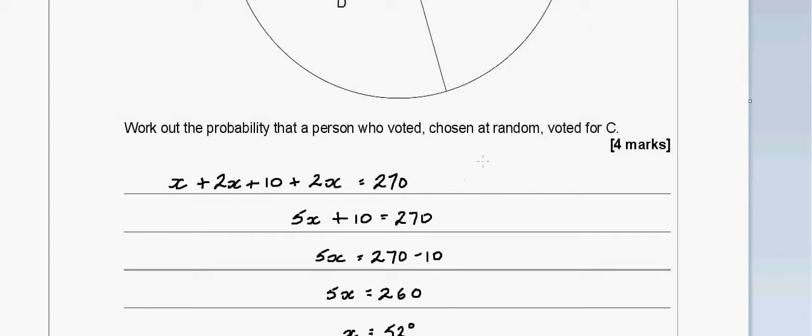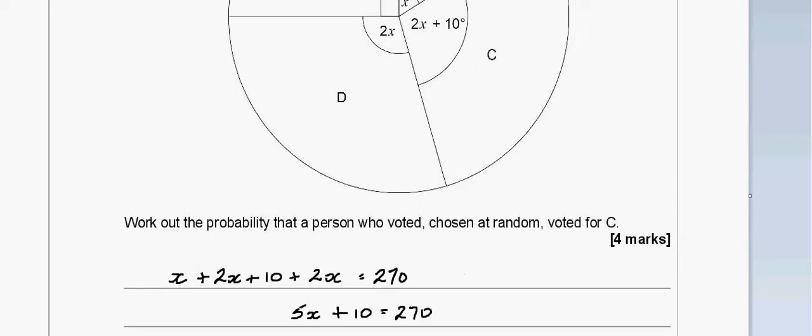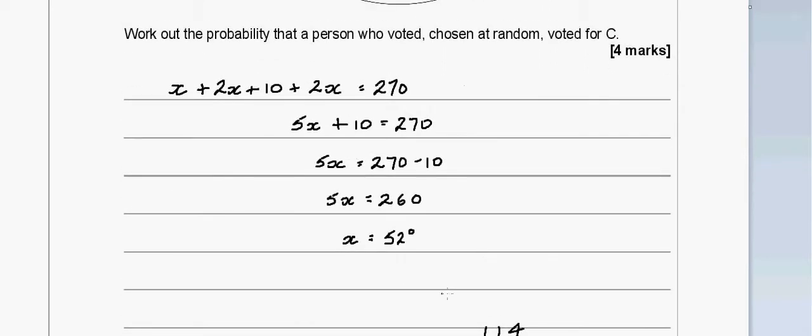So the probability of those that voted for C. So C is 2x plus 10. So C is 2x, so that's 104 plus 10, which equals 114 degrees.